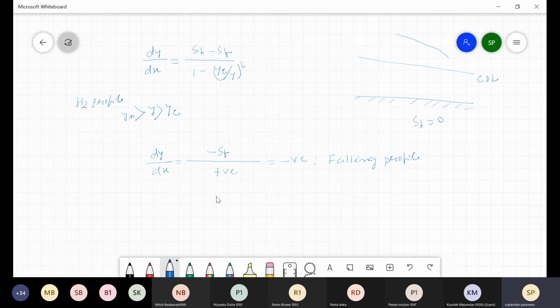See, now at upstream, you don't know where the depth is, because we don't know where the NDL exists here; the NDL is at infinity. So you don't know what happens at the upstream. That will depend upon your upstream condition. But at downstream, what happens? Y tends to what? At downstream, this is your YC. Yes, this is your downstream. So Y tends to YC.